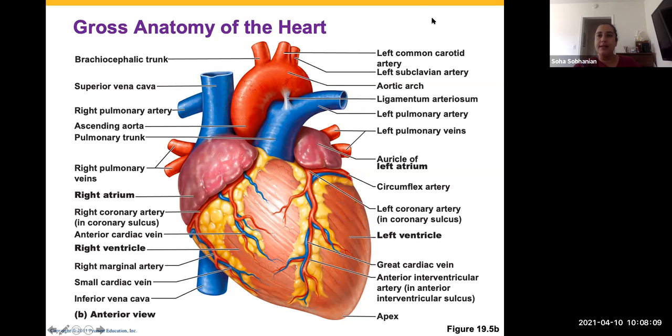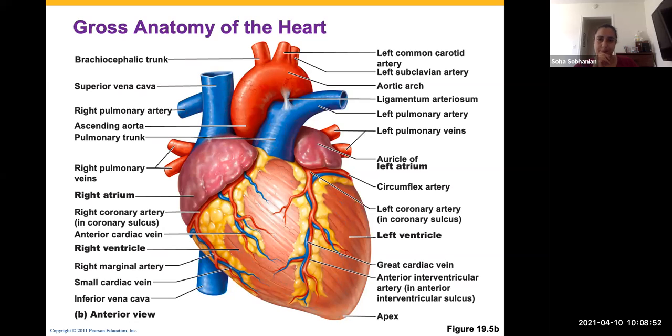Okay. Another structure that you can see visualized here is called the ligamentum arteriosum. It's this little connecting point between your pulmonary trunk and your aorta. This ligamentum arteriosum is actually a structure that was an opening in the fetus. When the baby is in the mother's womb, it connects the pulmonary circulation to the systemic circulation. Do babies have pulmonary circulation, guys?